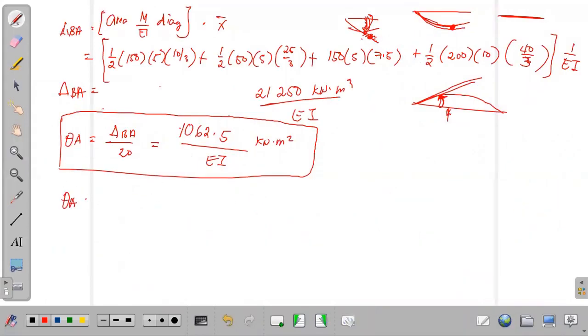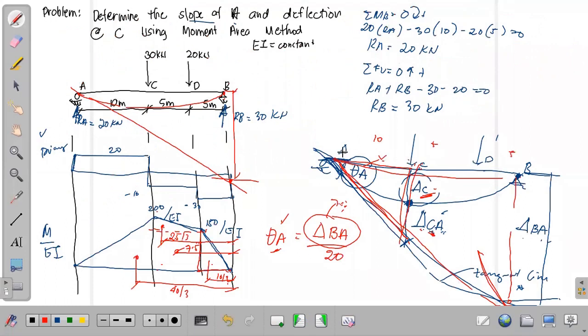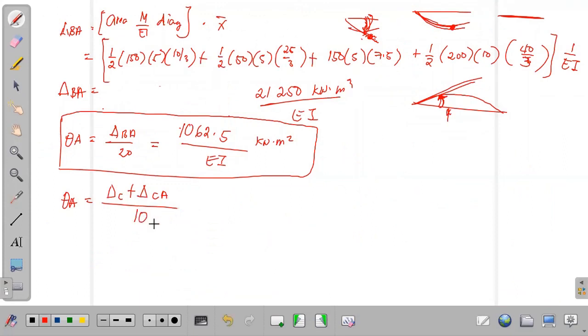So, delta A is equal to delta C plus delta CA over yung buong length nito, that is 10 meter. So, over 10. Okay? So, i-rearrange lang natin yung equation natin. Delta C is equal to 10 theta A minus delta CA. Okay? Yung slope at A natin, that is equal to 1062.5 over EI. Ang kailangan lang natin is the delta CA. So that is the moment M over EI area diagram between CA times the location of its centroid. Okay? So, isolve muna natin yung delta CA.